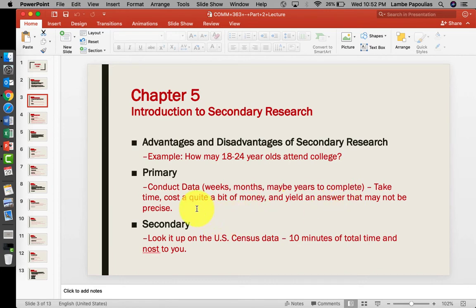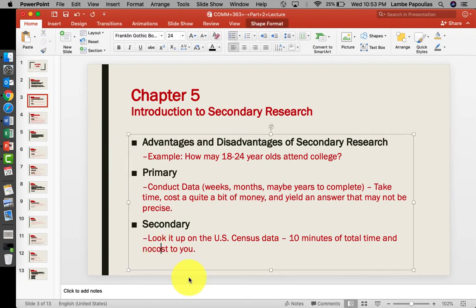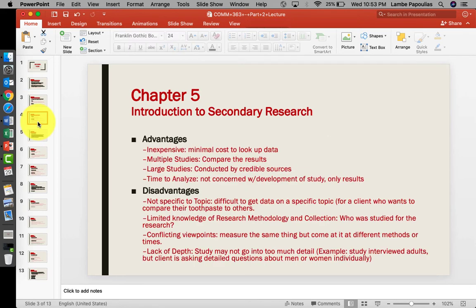It's going to take time, cost quite a bit of money, and yield an answer that may not even be precise. The information you get from conducting this primary research, you may not even get an exact answer. It may be a little bit vague, where now you're thinking, I just spent all this time and money and I have a vague answer. Whereas with your secondary research, this is something you can look up on the US census data, 10 minutes of total time, and no cost to you. So you can see the big differences between the advantages and disadvantages of primary and secondary research.